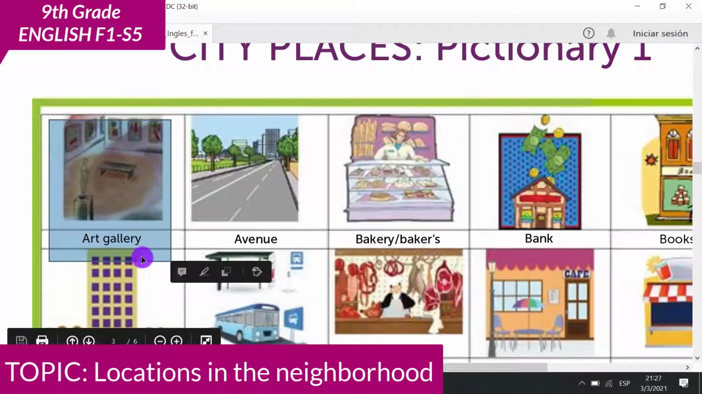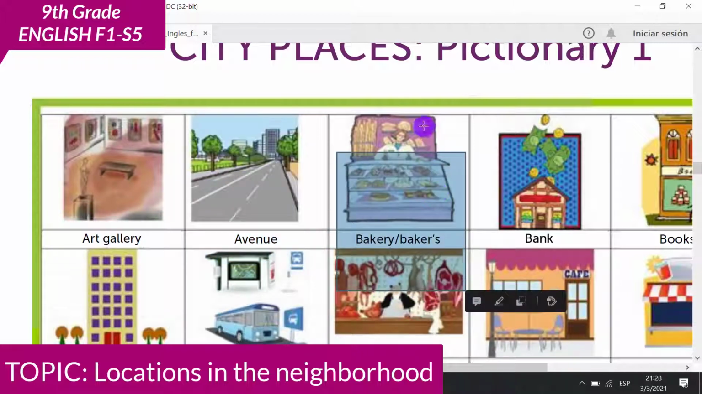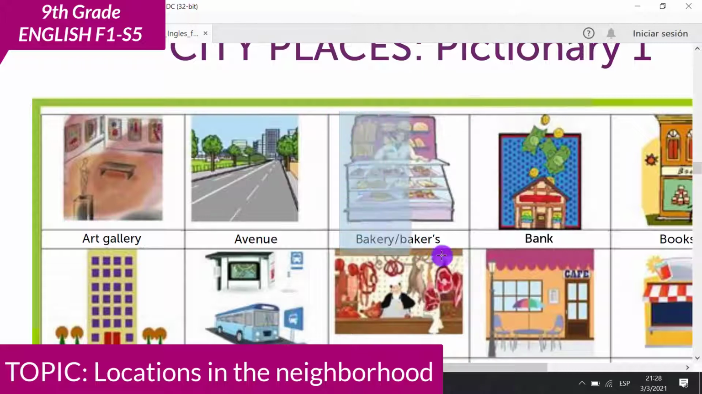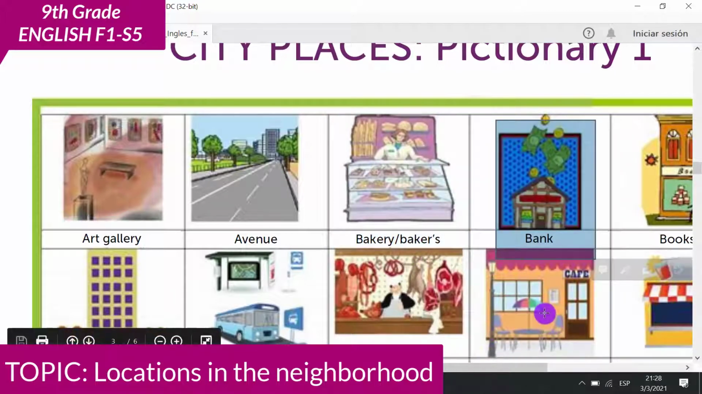Art gallery. Avenue, avenida. Bakery, or bakers. But the most common word here is bakery, panadería. Bank, el banco.